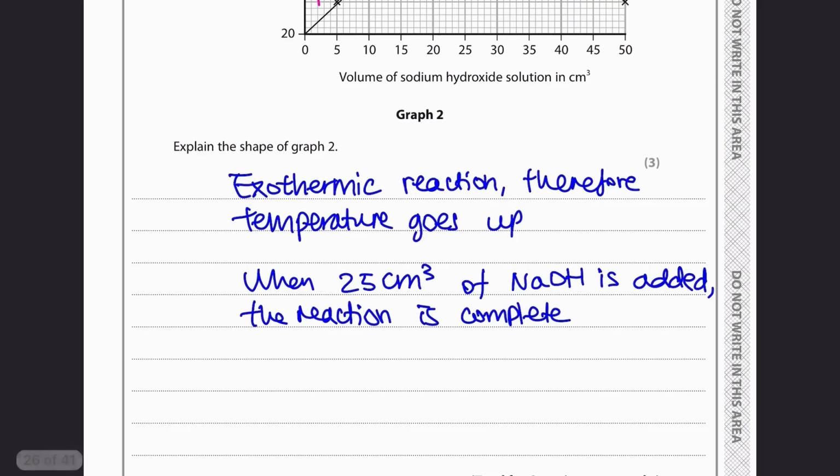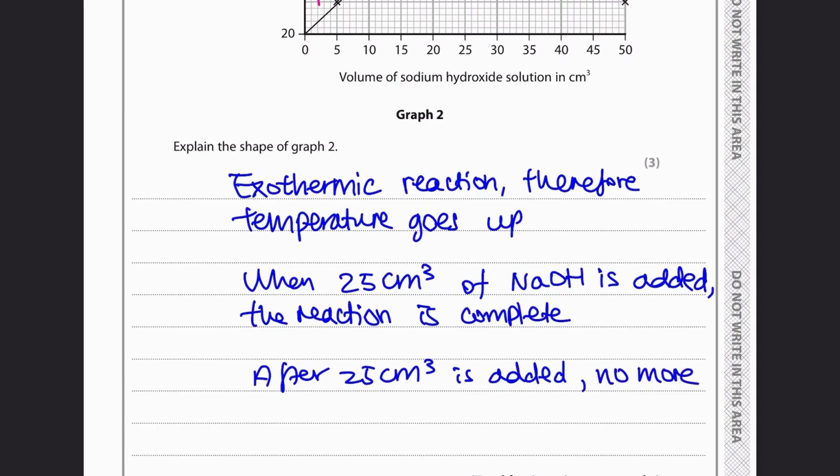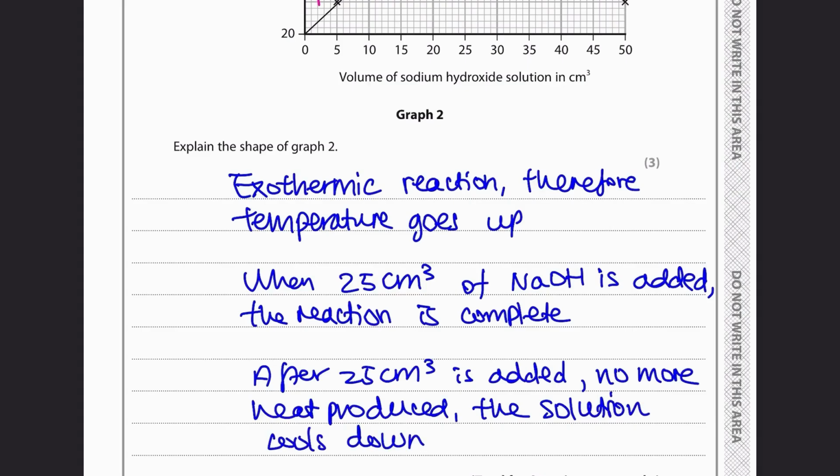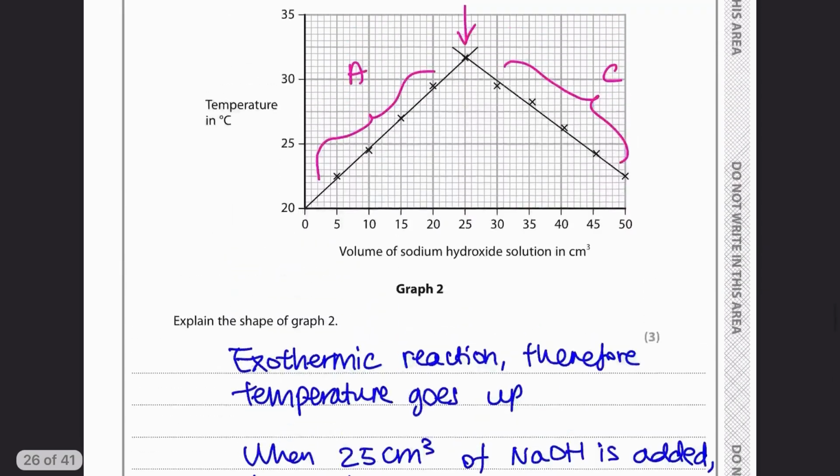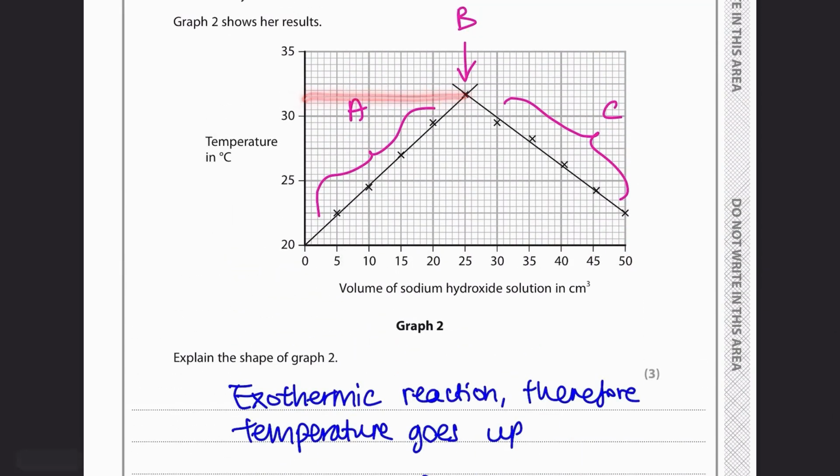And therefore, after or beyond or more than 25 cm cubed is added, no more heat is produced because there's no more exothermic reaction, and it just cools down. All right, the solution cools down because there's no more reaction. It cools down because the room temperature is definitely not as hot as 32 degrees Celsius. So therefore, it's going to cool down to about room temperature, which is around this.